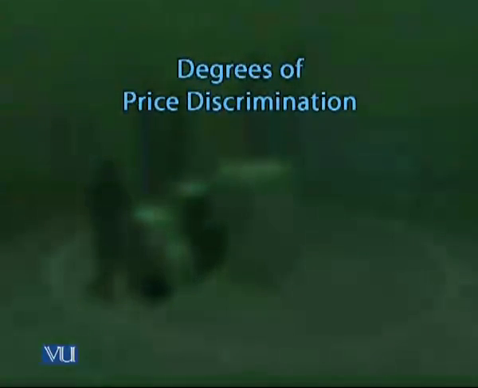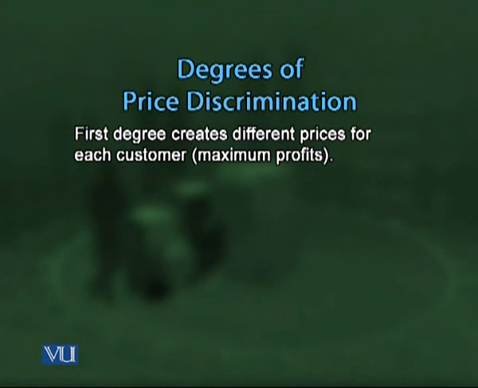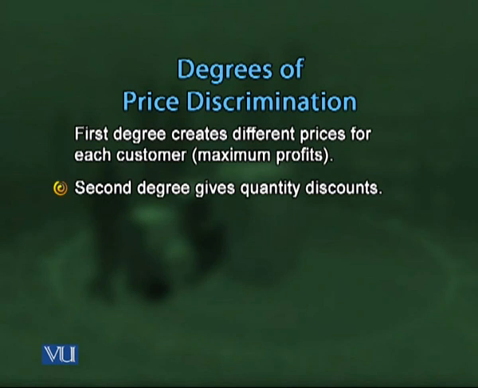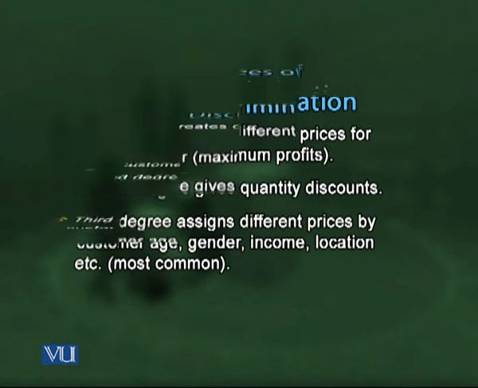Next, we are going to consider different types of price discrimination. As I said, there are three types: first degree, second degree, and third degree price discrimination. You can see the definitions on your screen. The first degree creates different prices for each customer, so maximum profits are earned. Second degree gives quantity discounts, and third degree assigns different prices by customers' age, gender, income, location, etc.